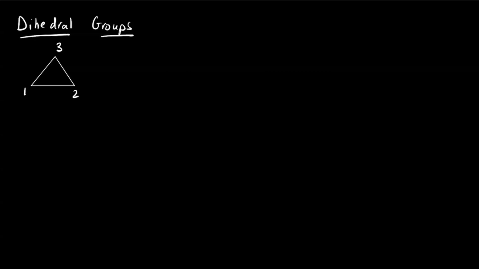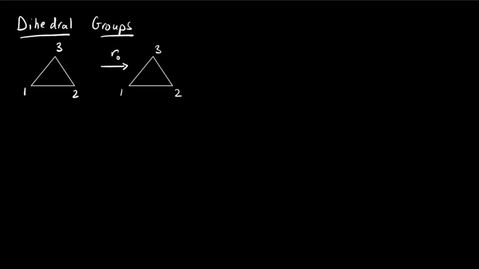Another class of groups that's really interesting is what are called the dihedral groups. So we're going to start by studying the symmetries of a triangle. So we're going to start with an equilateral triangle, and we're going to ask, what kind of operations can I perform that give me the same triangle back, but might permute the corners? So the 1, 2, and 3 might get permuted somehow.